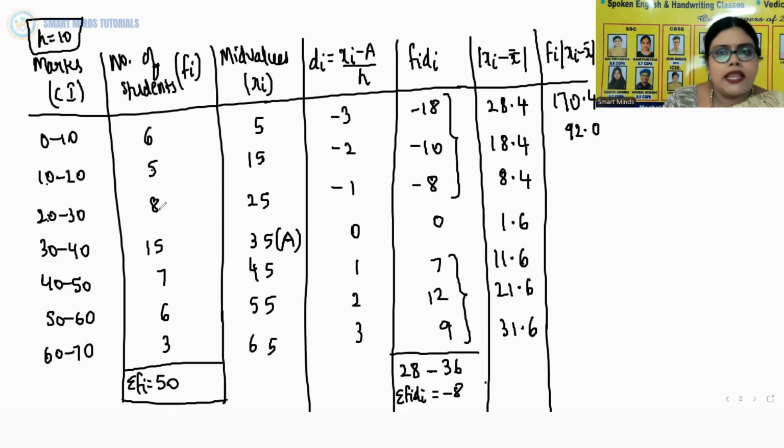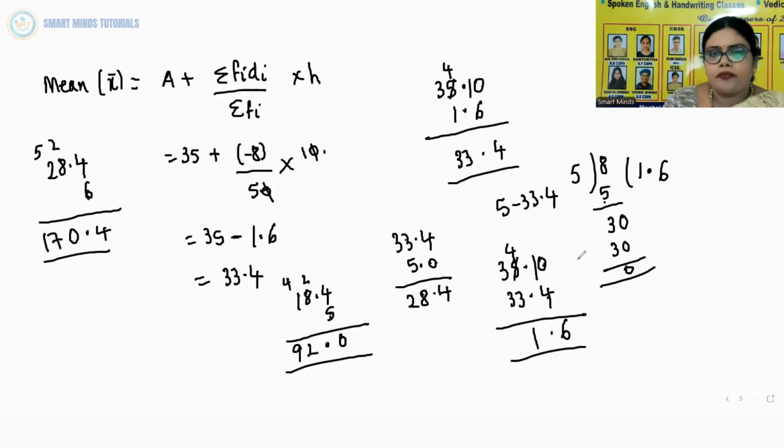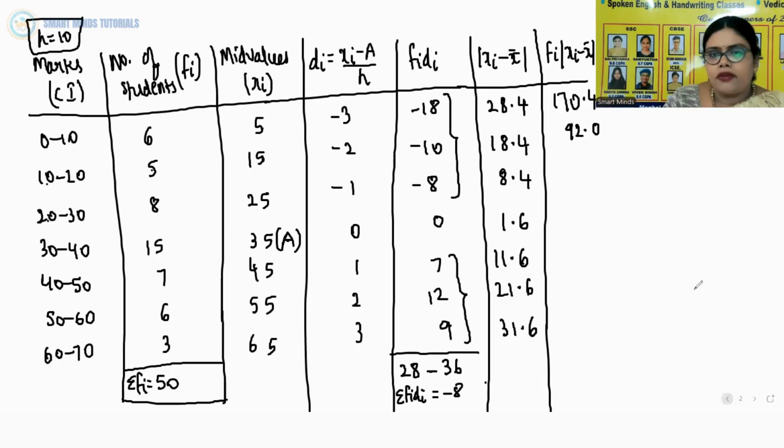Now the next is 8 into 8.4. So 8.4 into 8. 8 fours are 32. 8 eights are 64 plus 3, 67. So this is 67.2.